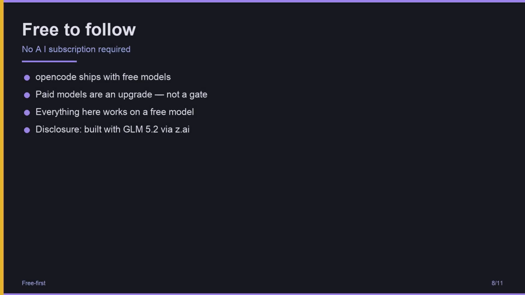Everything we do here works on a free model. Opencode ships with several free models built in, and they are enough for the whole journey. Paid models are an upgrade, bigger, sometimes smarter, sometimes faster, but they are never required. For full disclosure, I use GLM 5.2 from Z.ai myself. Z.ai does not sponsor this, and there is no affiliation. It is just my personal choice.